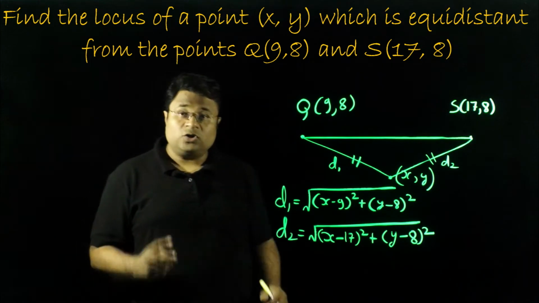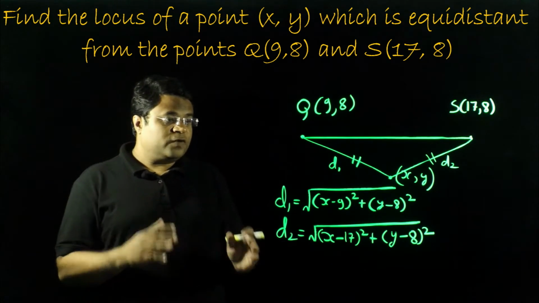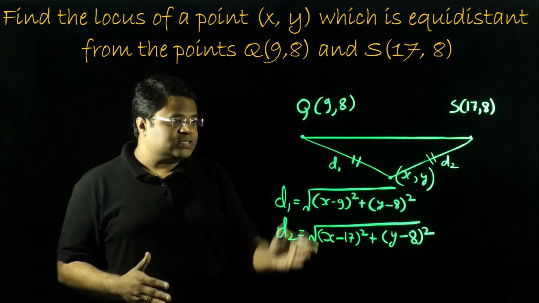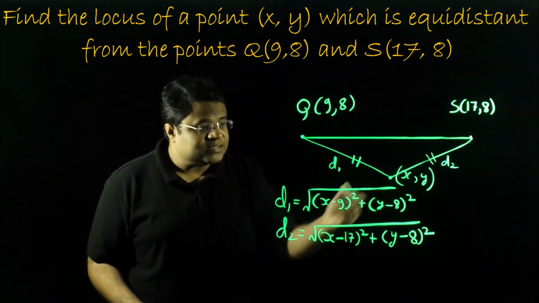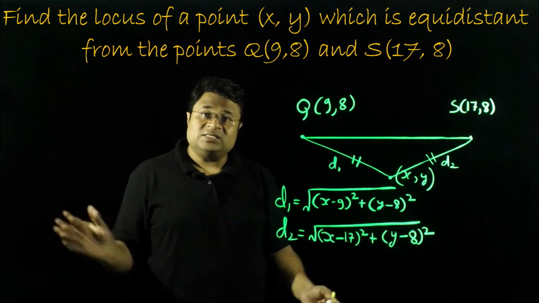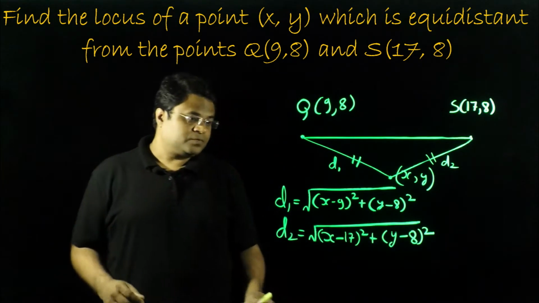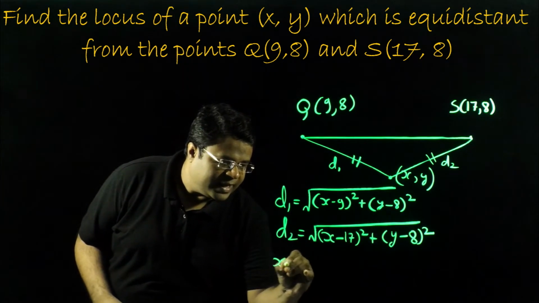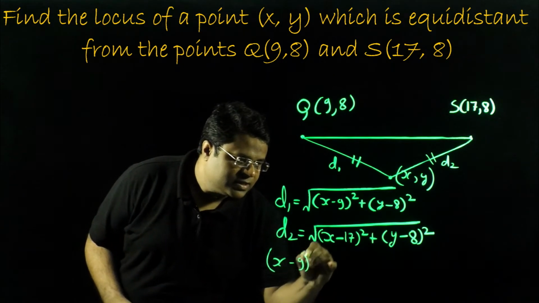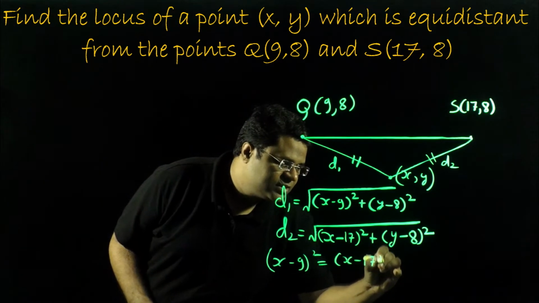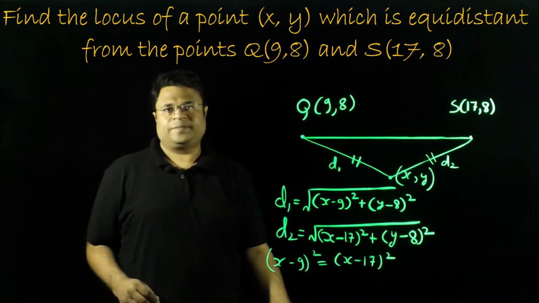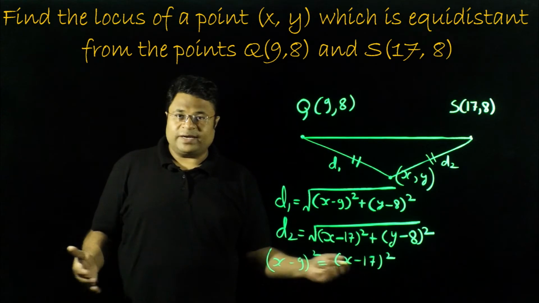Now when we say that, two things will happen. First, when we square both the sides, the roots will disappear. And (y minus 8) the whole square will get cancelled from both the sides. Clean. So you're only left with (x minus 9) square should be equal to (x minus 17) square. Okay. So let's just write the whole square.